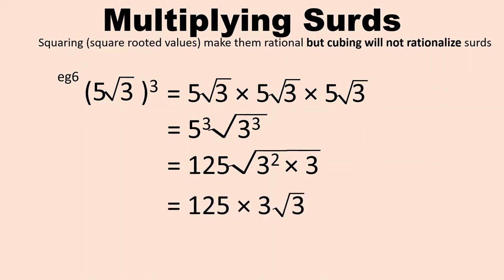So that's going to be 125 times 3 root 3. I've got a rational number multiplied by a surd term, which consists of a rational part and an irrational part. So let's multiply the rational parts together. 125 times 3 is 375, and I'll leave that 3 under the square root sign. So 375 root 3 is our answer.